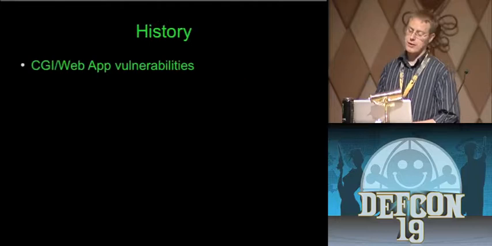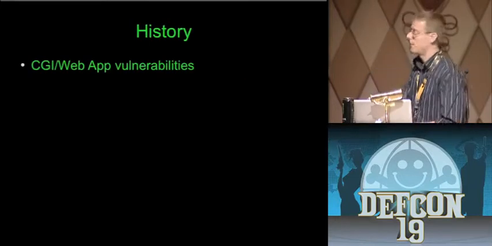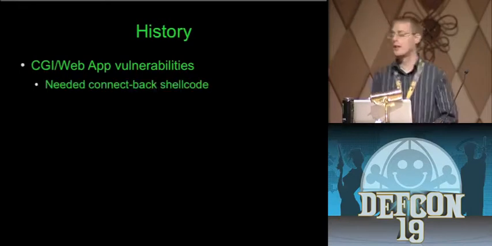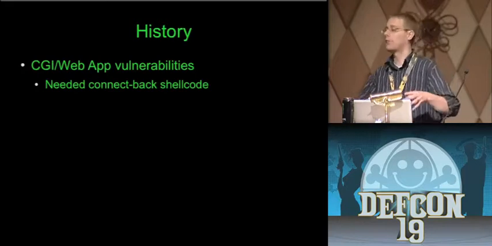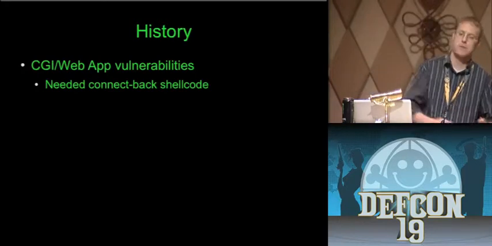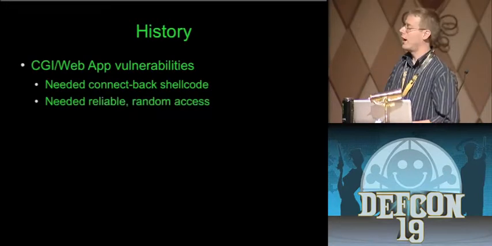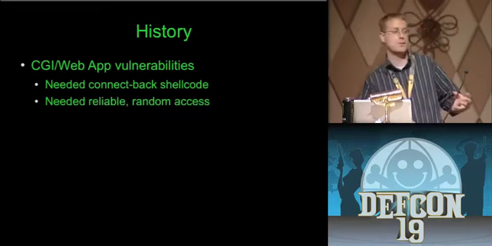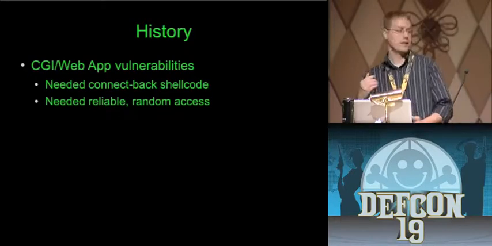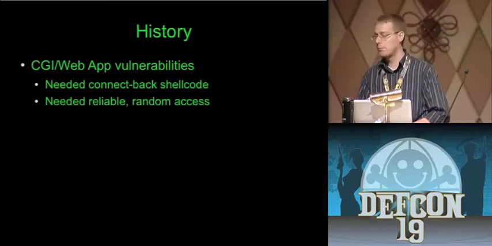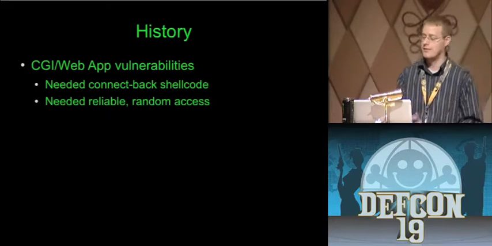Let me give a little bit of history. For the past few years, I've been diving into CGI and web application vulnerabilities, and I used connect-back shellcode. After I exploited a web app, I'd inject the shellcode, and it would connect back to me and drop me into a shell. I needed reliable random access, so I needed to be able to be dropped into a shell no matter where I'm at. If I'm at home, at my friend's place, in a hotel, at McDonald's, it doesn't matter. I need to be able to get into that shell.